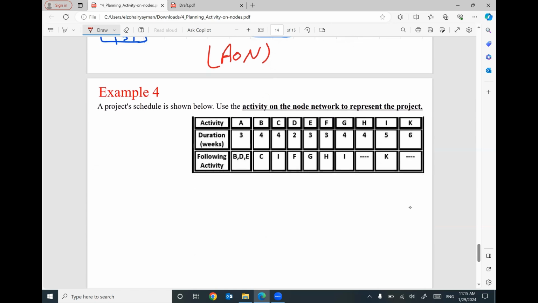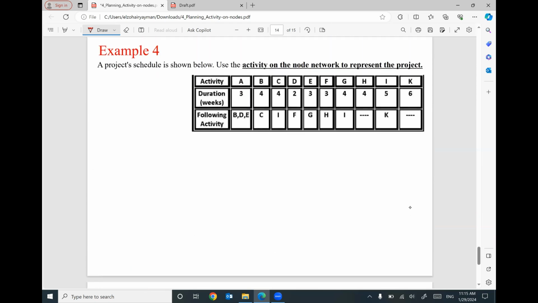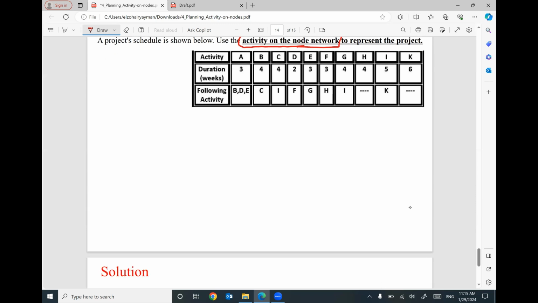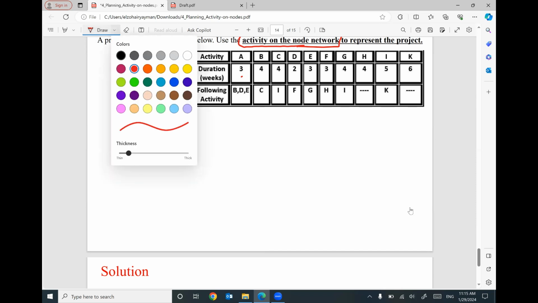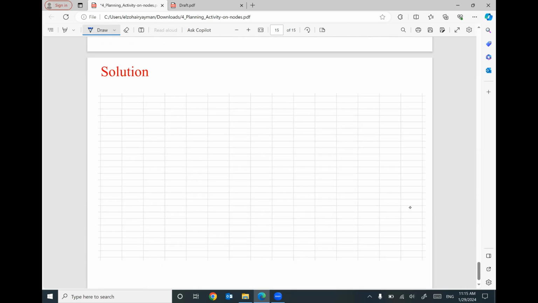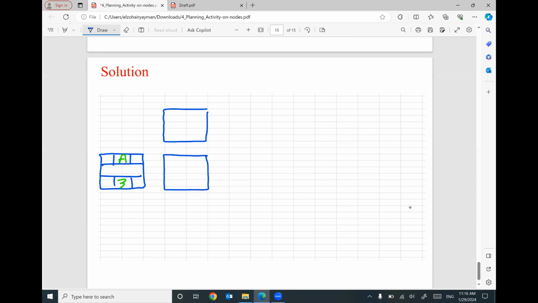One more example, which is the last example. We are given these activities A, B, C, D, and the duration of each activity, and what is the following activity. I would like to construct the activity on node network. So let's start with activity A, and it looks like the duration is 3, and we have 3 activities following. So I will start with activity A with a duration equal 3. And we have 3 following activities. So I will put them here, 1, 2, and 3.